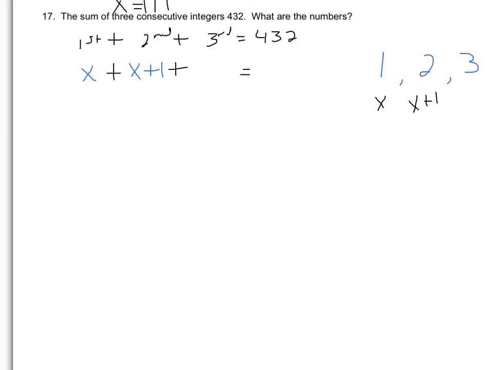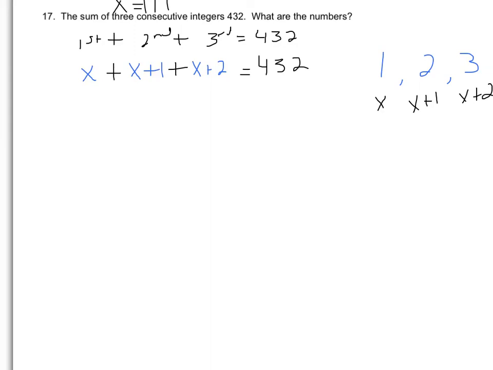Now if I'm starting at x, how do I get to that third term? How many do I have to add to x to go over two consecutive numbers? So 1, 2. So I have to add 2. I'm going to put x plus 2 for the third term. So we're starting with x, we go to the next consecutive integer, so we add 1, and then we add another one to get here. So this is 2 away, so that's why we added 2. And that total is 432.